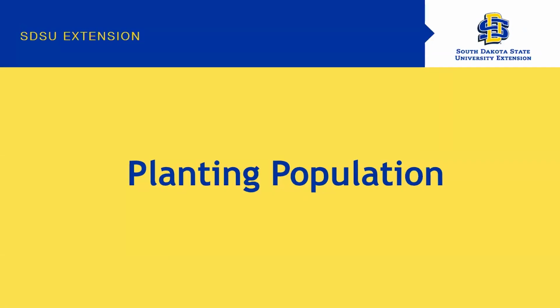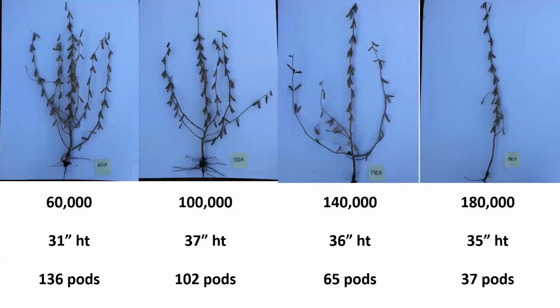Planting population, that's my last part of the presentation. There are 4 pictures of an average plant pulled out from fields that were planted to different seeding populations. The first one was 60,000. The second one was 100,000, then 140,000, and 180,000. And there are plant heights in there also.